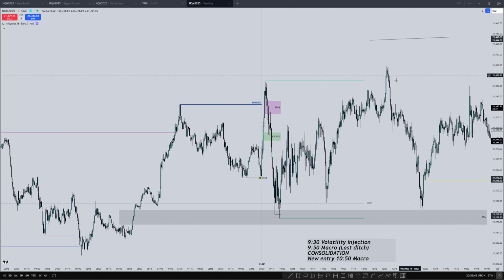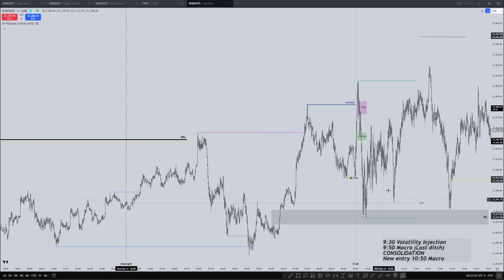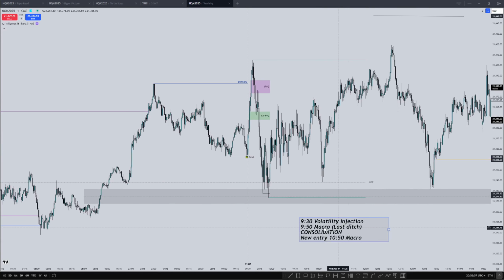We kind of think of it as that. We think, okay, London did this, so New York should do that. And then lunch and PM should kind of continue or do something else relative to those two, right? Isn't that kind of what we think? So in order for this to be the last retracement higher, 9:50 is going to be the last ditch macro for this early move. Otherwise, you've got to wait until the entry consolidation is finished, and then it gives you another move.